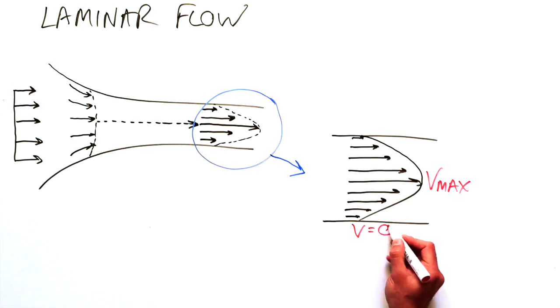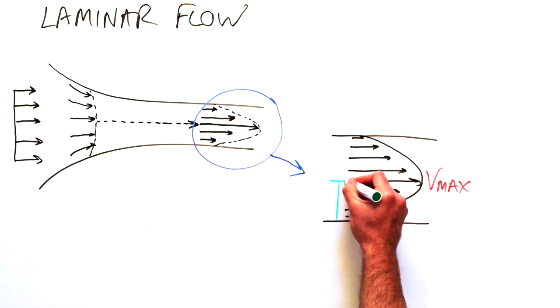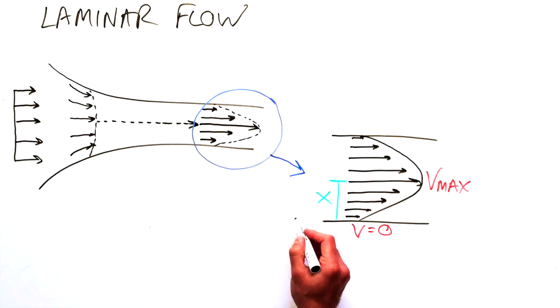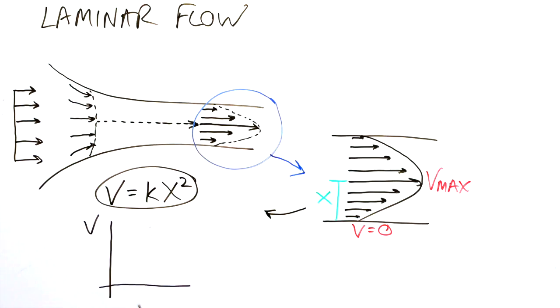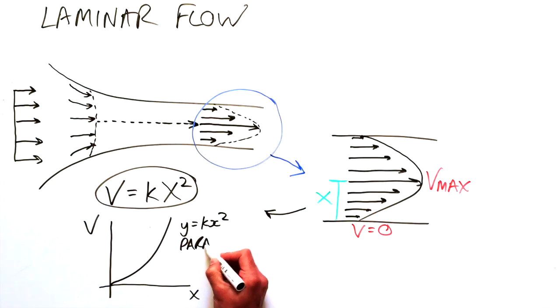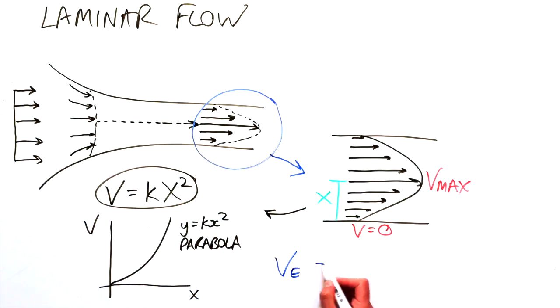So with this velocity profile, the central lamina is at maximal velocity and it tends towards zero by the wall. And that varies with the distance x, where velocity is equal to constant times x squared. So if we plot v against x, we can see that we get a parabolic graph because y is equal to kx squared. And actually the effective velocity of the flowing fluid is equal to half of this maximal velocity of the central lamina.